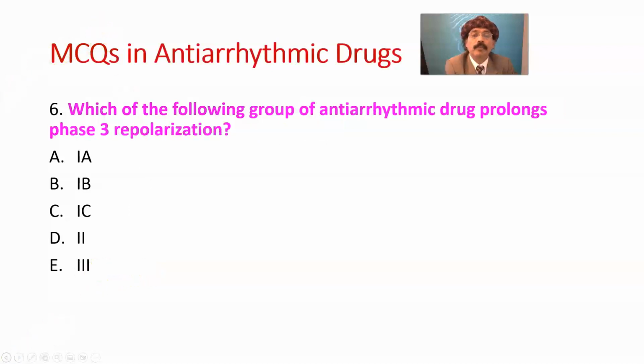Okay. Question number 6. Which of the following group of antiarrhythmic drug prolongs phase 3 repolarization? What is the answer? Choice 1A, 1B, 1C, 2, 3. Answer should be E, 3. The class 3 antiarrhythmic drug prolongs phase 3 repolarization. This is the class 3 antiarrhythmic drug.